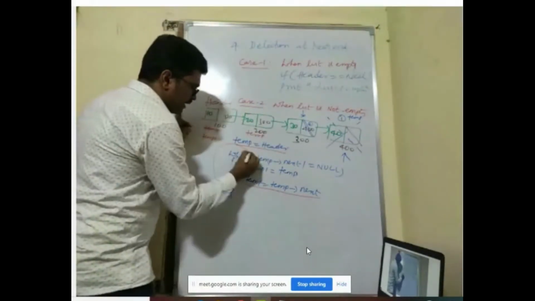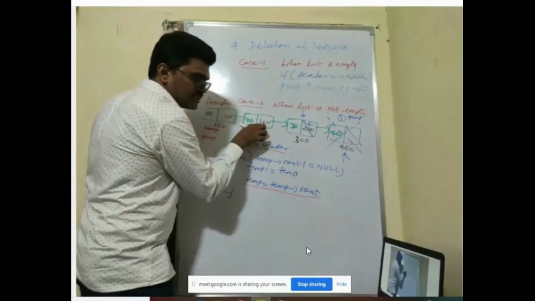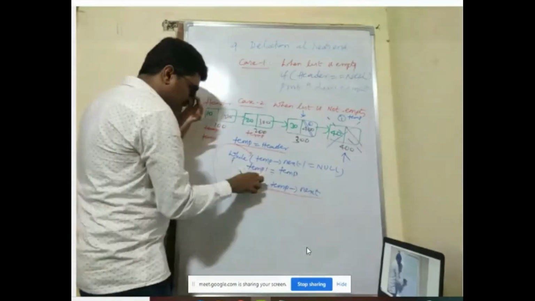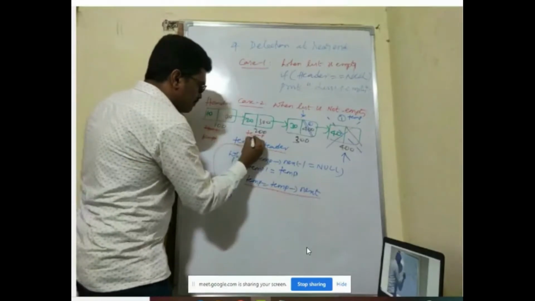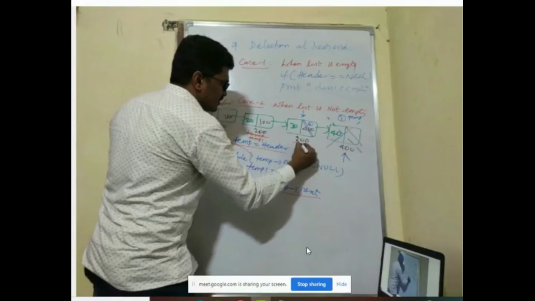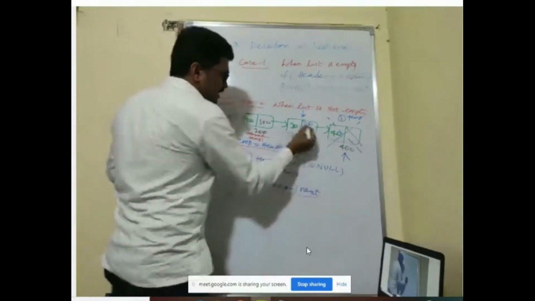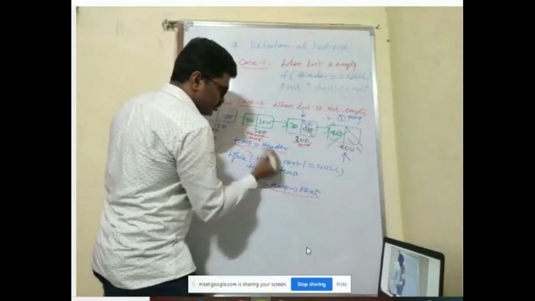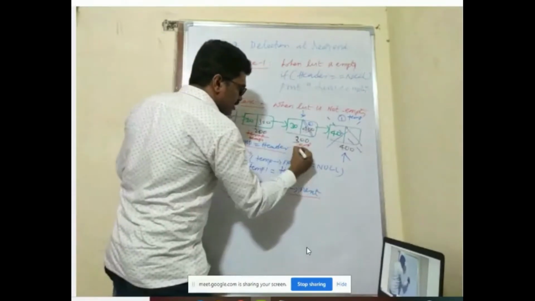I will come back here. Temp next. What is temp next? 300. 300 not equal to null. Condition is true. So now temp1 is equal to temp. Now temp1 comes here. Temp equal to temp next. Temp goes here. Again I check the condition. 400. 400 not equal to null. Condition is true. So temp1 is equal to temp.